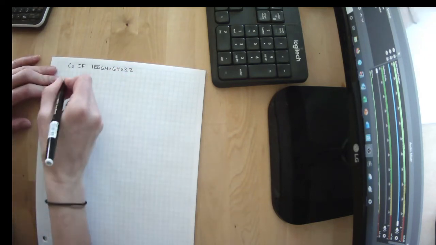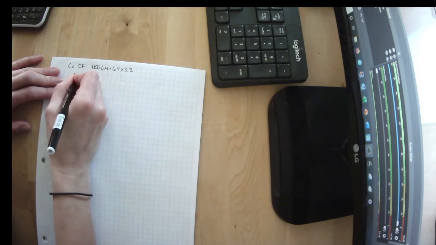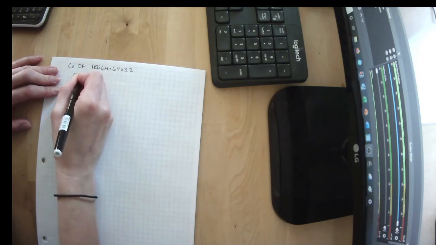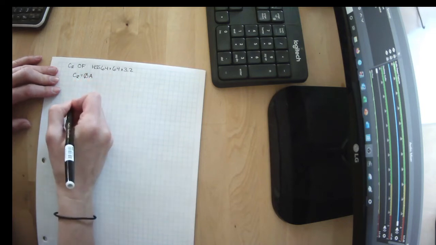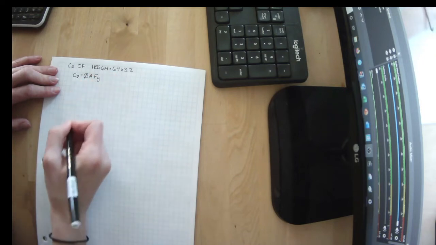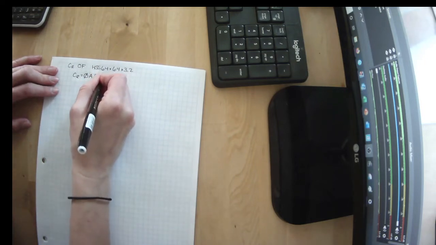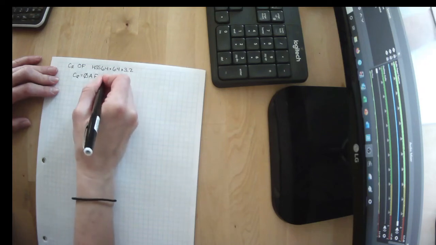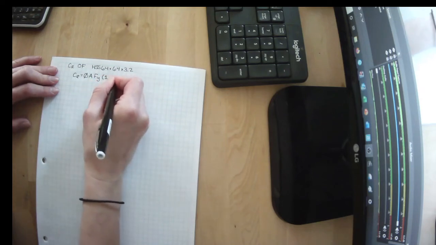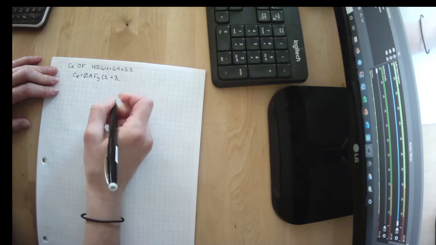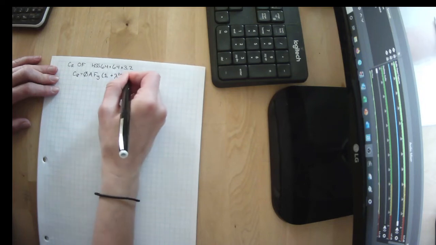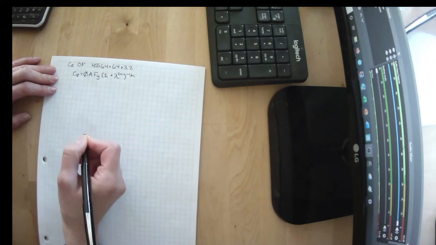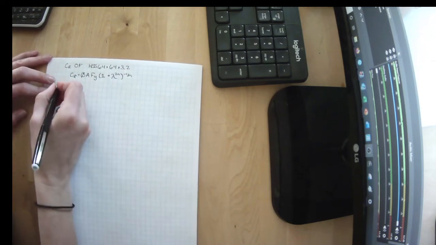Now, we know that there's a big, ugly, nasty equation of CR equals our reduction factor times our area times Fy times, in brackets, 1 plus lambda to the power of 2n, end our brackets, but that is to the power of minus 1 divided by n. So let's write out what we know.